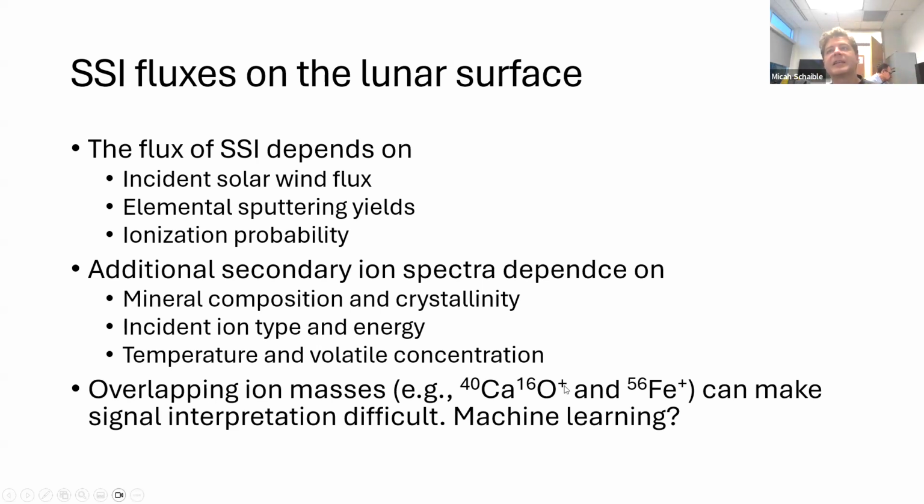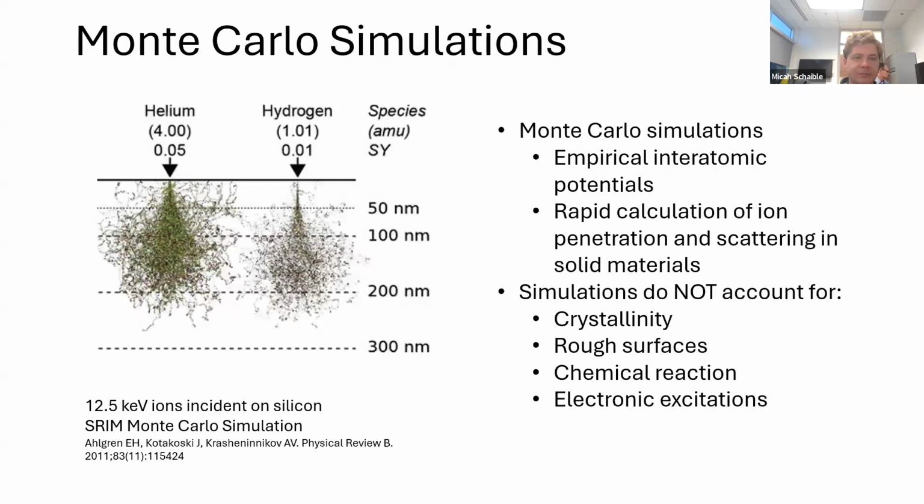One caveat to this technique is that it does produce overlapping ion masses. For example, CaO overlaps with Fe. This can make the signal interpretation a bit difficult in trying to determine how much of my signal is due to an oxidized or molecular ion versus an elemental ion. So we've been working with some folks here at Goddard to look into the possibility of using machine learning to extract the actual substrate composition based on a secondary ion spectra. And you'll see why that's important in a second.